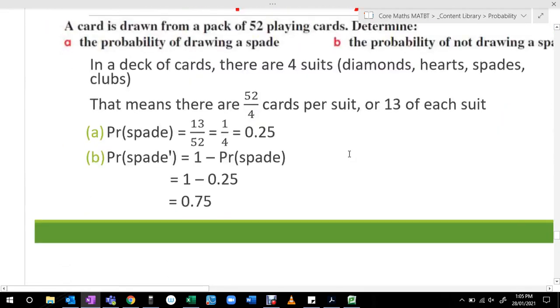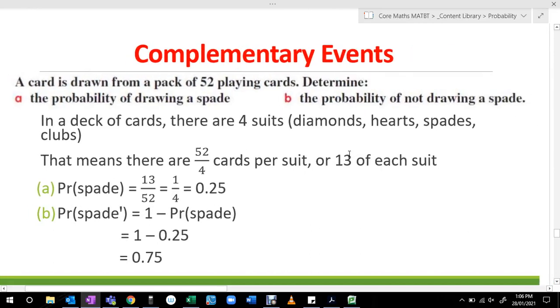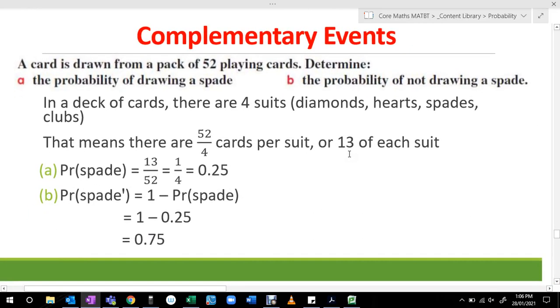All right, I won't go through that, but let's go through this. A card is drawn from a 52 deck of playing cards. Determine the probability of drawing a spade and not drawing a spade. This is actually very similar to the example before. It's a little bit tricky because there are formulas involved with probability, but you can work this out without having to use a formula. In a deck of cards, you know that there are 4 suits, and there are 13 of each suit.